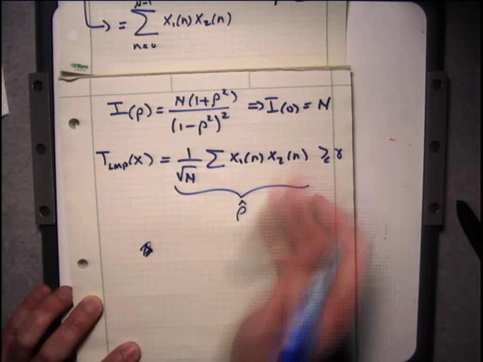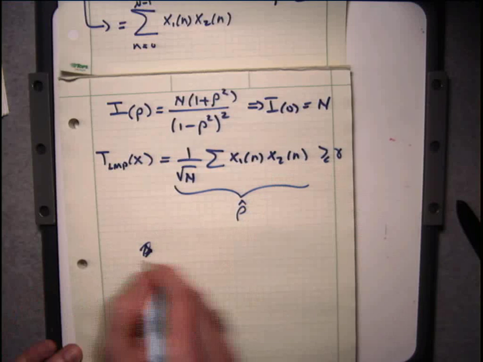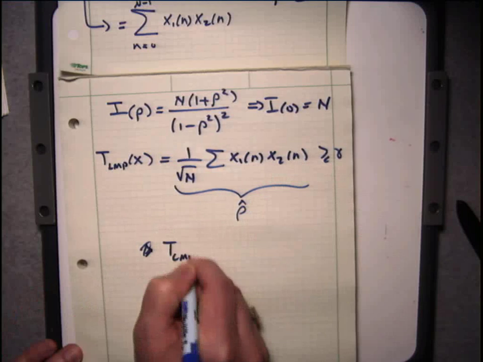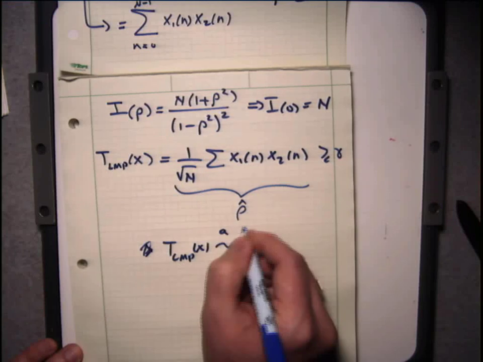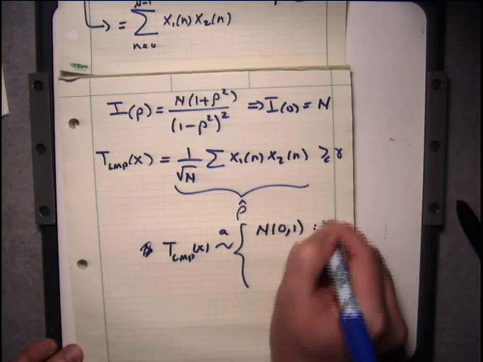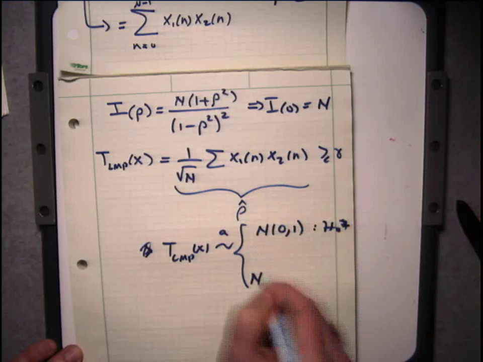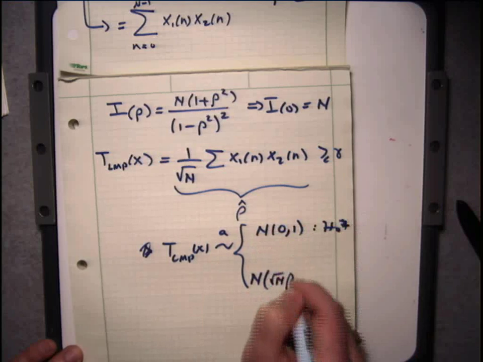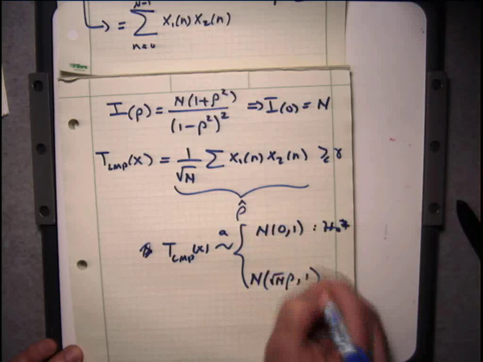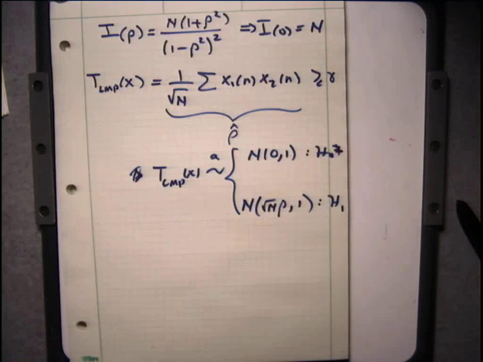This is the test, okay? And asymptotically, the distribution of this statistic, T lnp of x, asymptotically will be normal 0, 1 under H0, and normal with mean square root of n rho comma 1 under H1. Okay? Now, suppose you want to actually measure the performance of this test and you want to do a ROC curve.